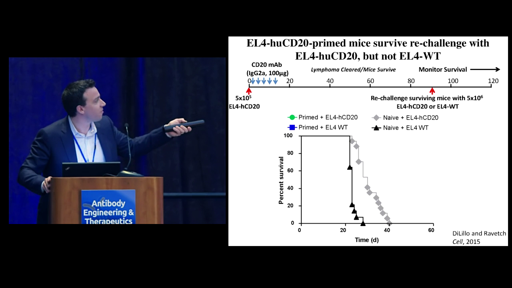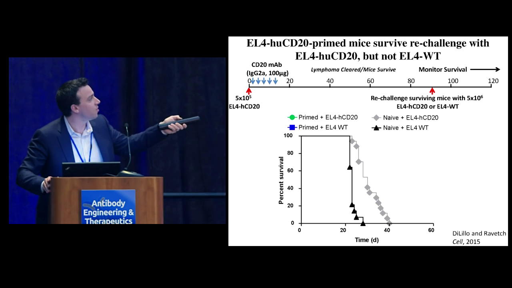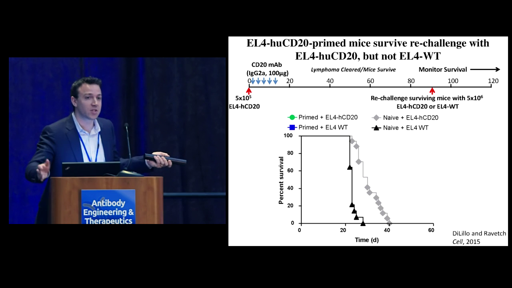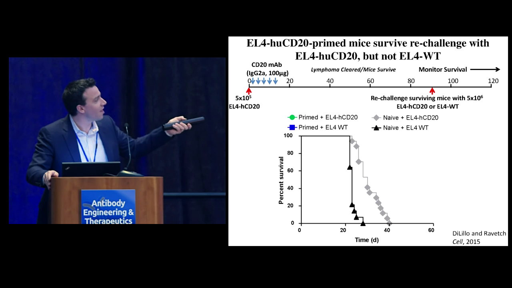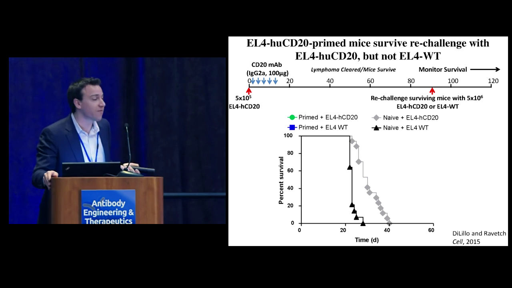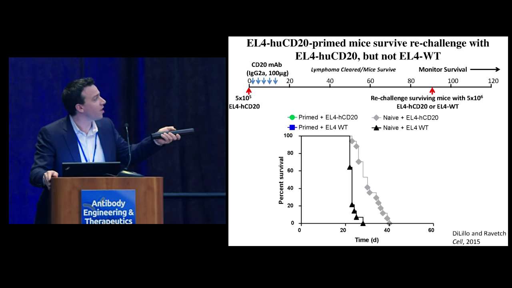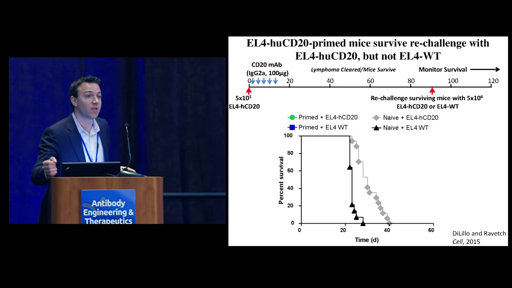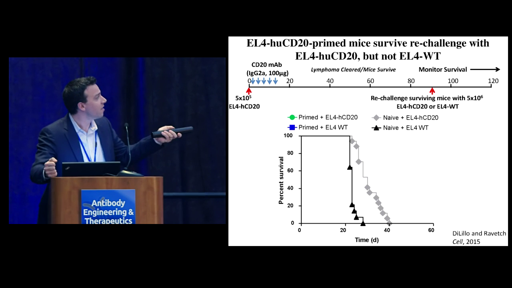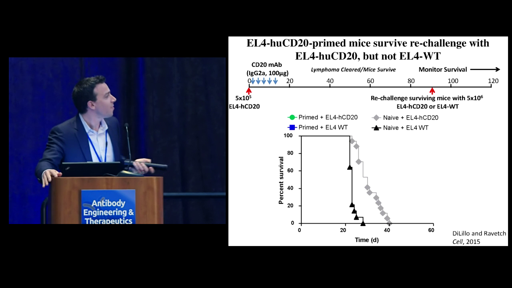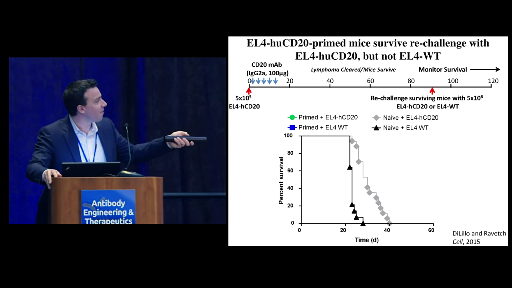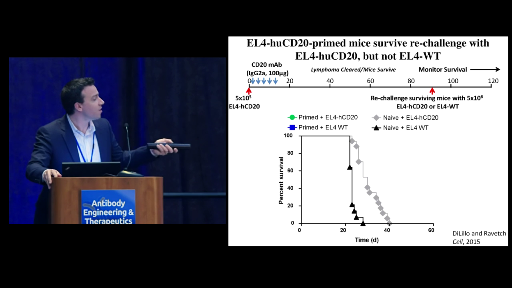Again, you give the mice 500,000 EL4 cells expressing human CD20. You give them the anti-human CD20 antibody. The mice survive. The lymphoma is cleared through cytotoxic mechanisms. And then we allowed the mice to rest for 90 days. And then at day 90, we re-challenged the surviving mice with 5 million EL4 human CD20 cells or EL4 wild-type cells. Just important to note that this is a dose 10 times higher than the dose we used to prime the mice. And so what you see is if you had naive mice and you give them either EL4 human CD20 or EL4 wild-type cells, none of them survive.